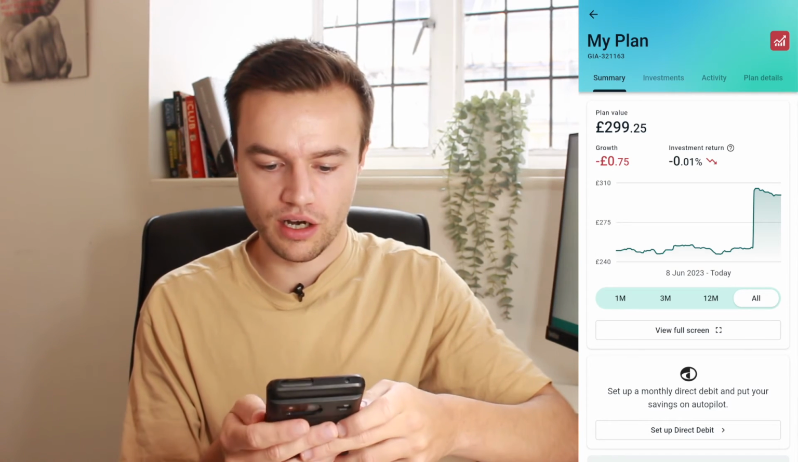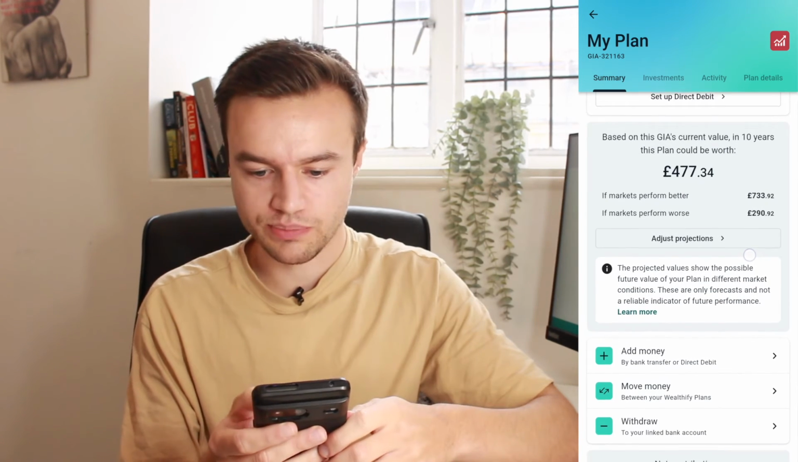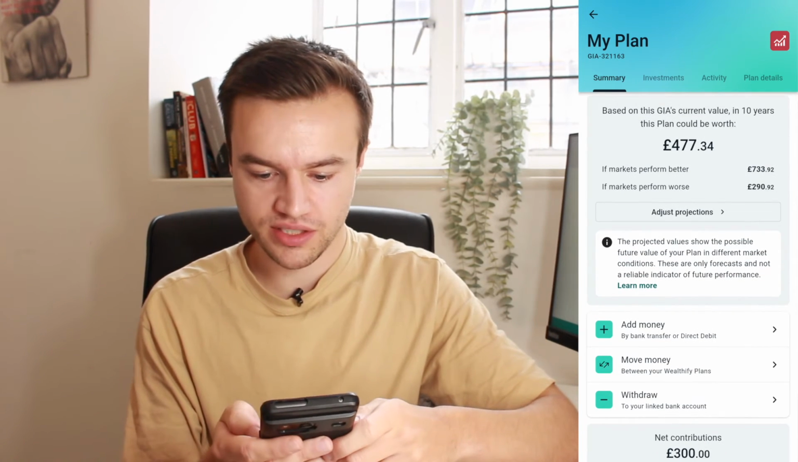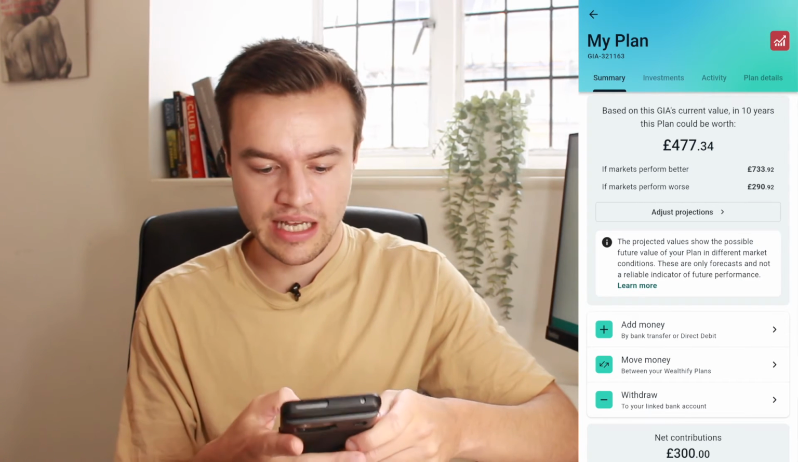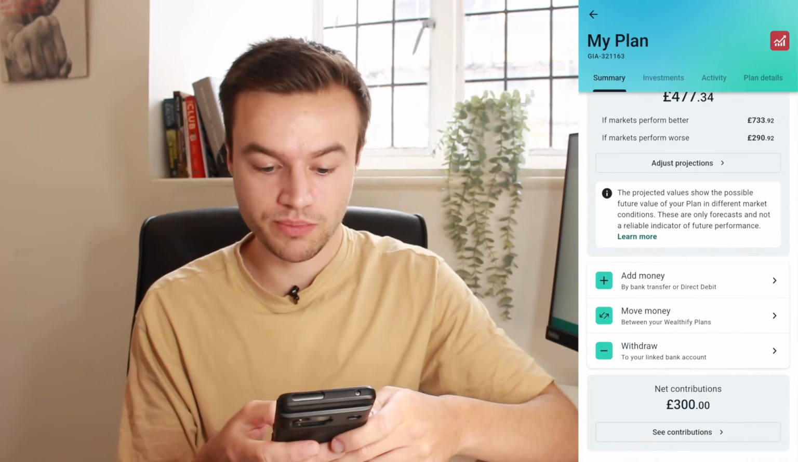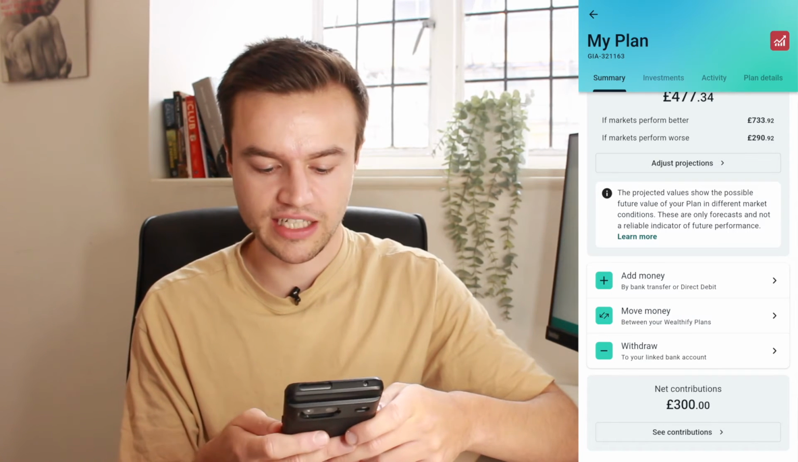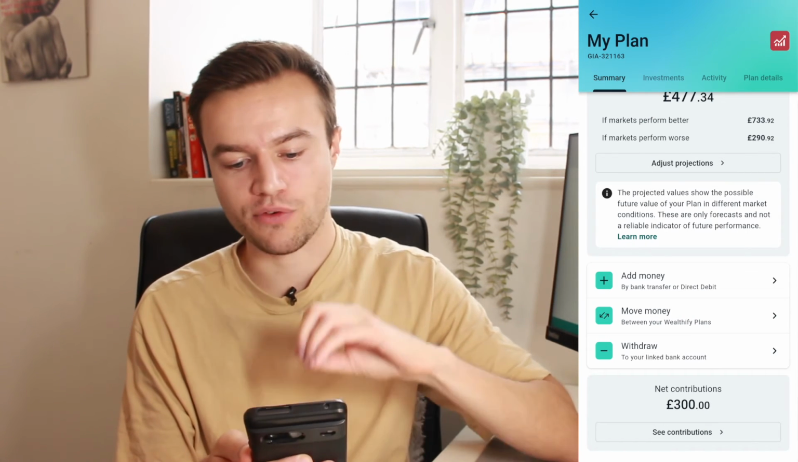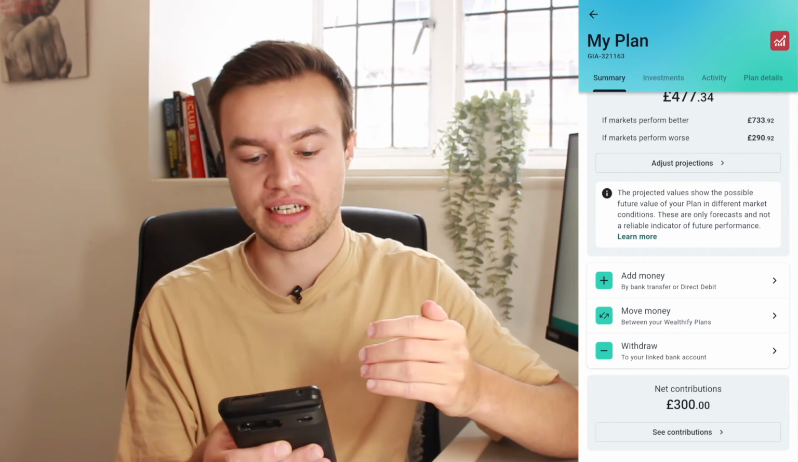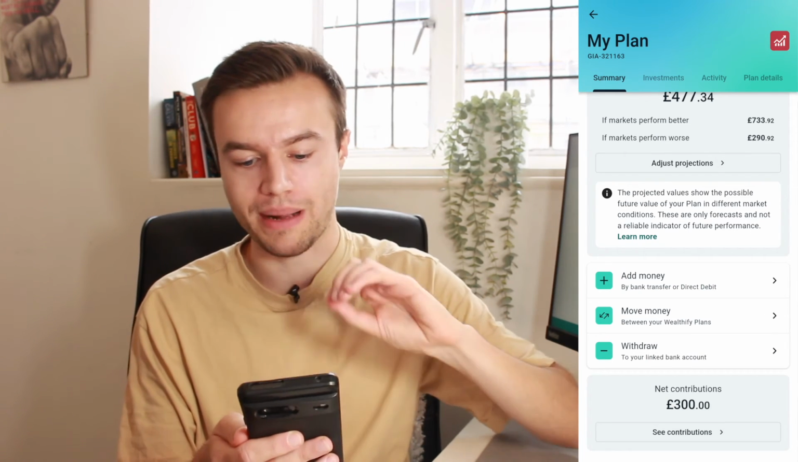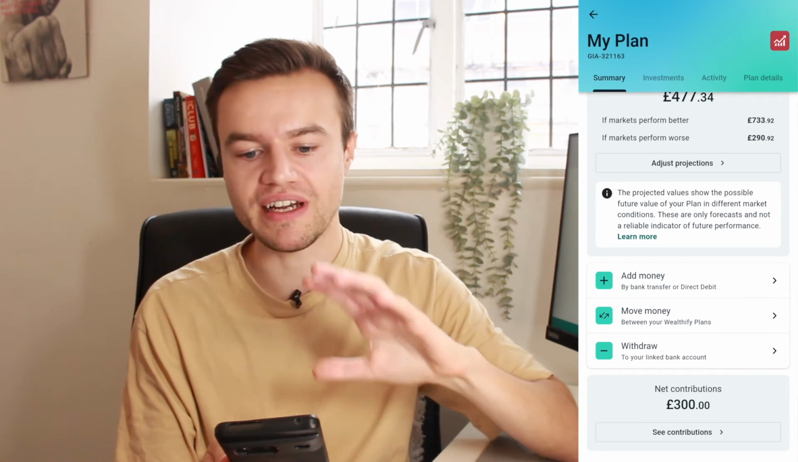Then below that, I have the option to set up a direct debit to have that automation I mentioned earlier. And below that, I have some projection information, which provides me some projections of how my portfolio may be worth in 10 years. And below that, I have entry points to add money, to move money between Wealthify plans, to withdraw money, and I can also see contributions at the bottom there. So they have all the key features really accessible. It's so simple here. Most people will be looking to get a gauge on their plan value. They may be looking to add money, they may be looking to withdraw money. This is all very nicely laid out.